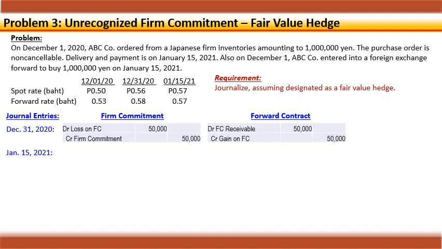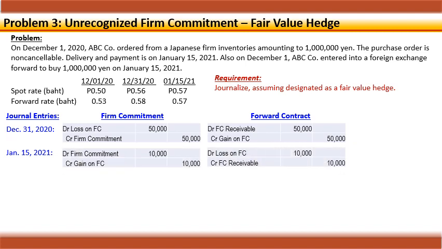Okay? So, yung loss on firm commitment mo is equal, exactly the same amount of your gain on forward contract. Kaya, meron kang perfect hedging. Kasi ang effect niya sa P&L mo, 0. On January 15, 2021, meron kang remeasurement ulit na from 0.58 na forward rate, magiging 0.57. So, pabawi naman. So, bababa naman yung babayaran mo. So, meron kang gain on firm commitment, 10,000, which is equal to your loss on forward contract, 10,000.